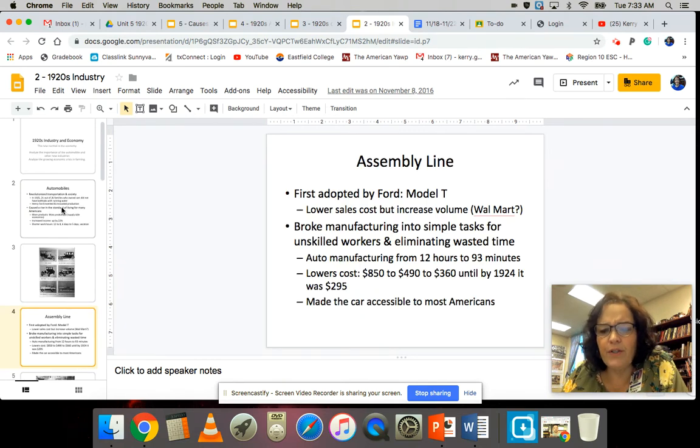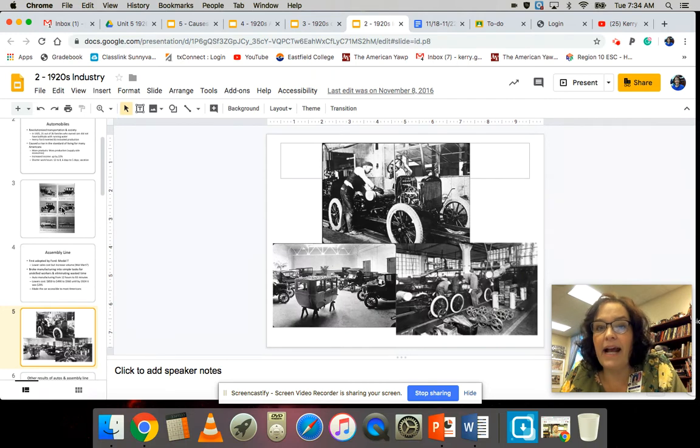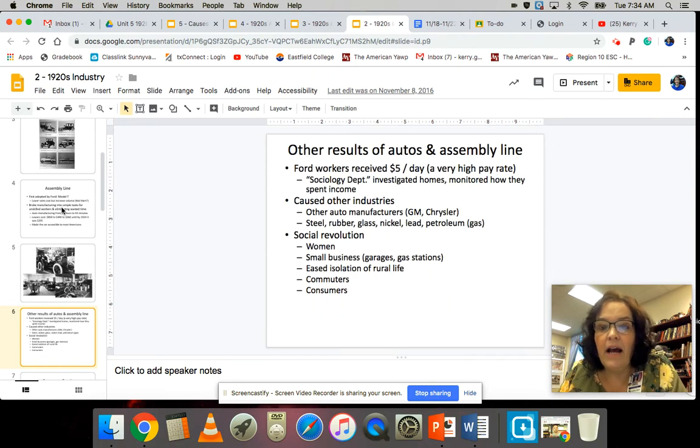He mass produces the Model T, with a lower sales cost but increased volume. So he ends up making more money. He's able to pass it on to his workers. So suddenly everybody has an automobile, right? His workers get paid a lot more, which is unique, although he does keep an eye on what his workers are doing.